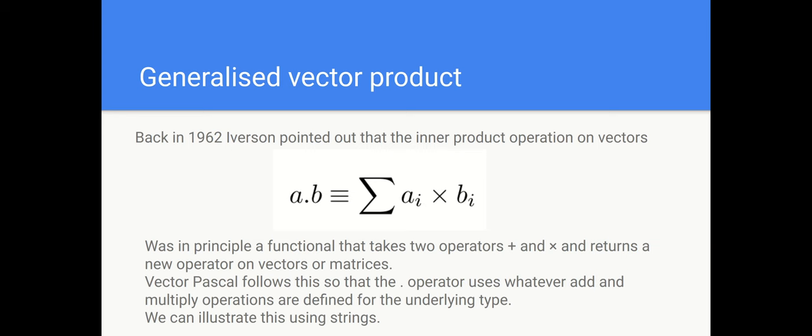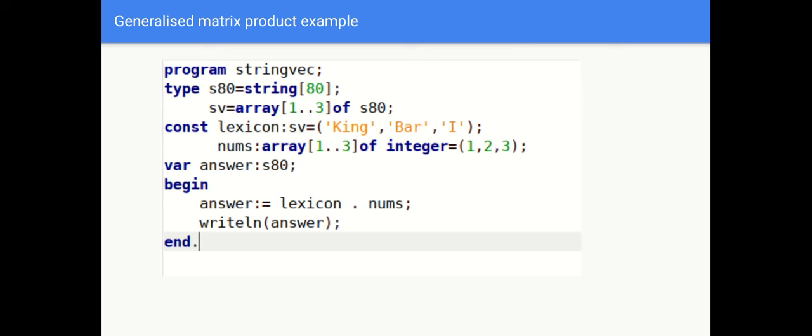For conciseness, Vector Pascal just uses a dot, but it does follow the reasoning of Iverson, in that whatever add and multiply operations are defined for an underlying type, whether it's integers, reals, complex numbers, etc., when you apply these, they generalize to doing matrix multiplication, vector multiplication, and I'll illustrate that using an example of strings. Here is a vector of strings with three elements, king, bar, and I. And here is a vector of integers called nums. I can do an inner product between the vector of strings and nums, and what do I get?